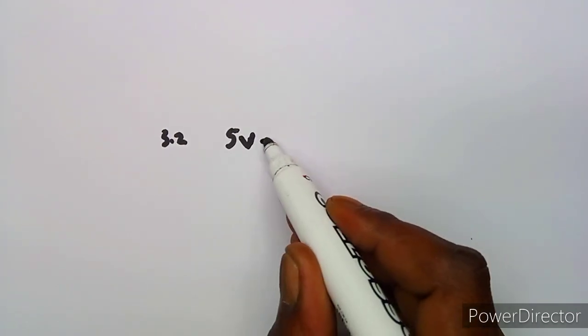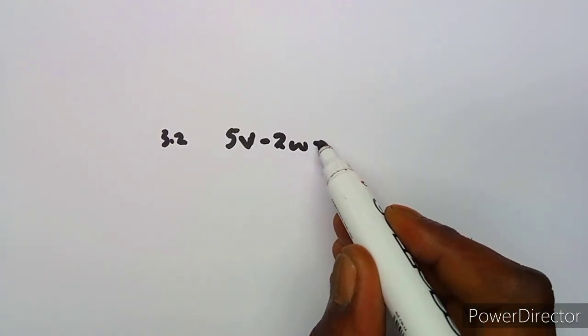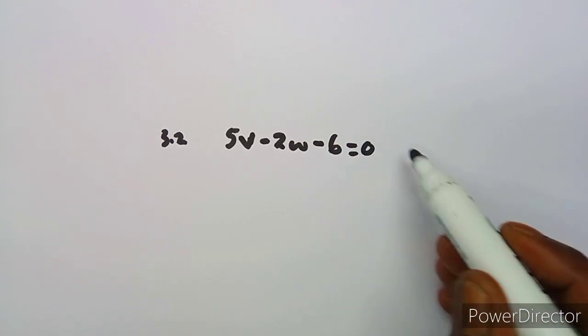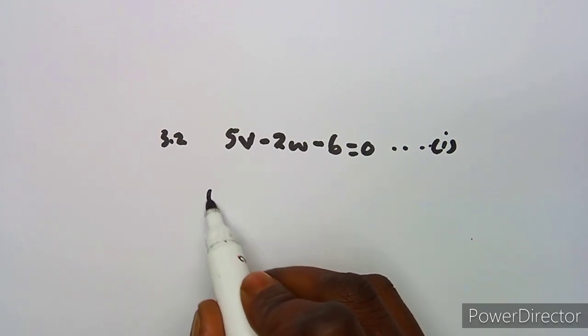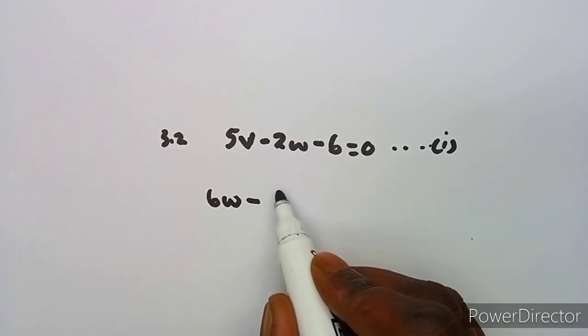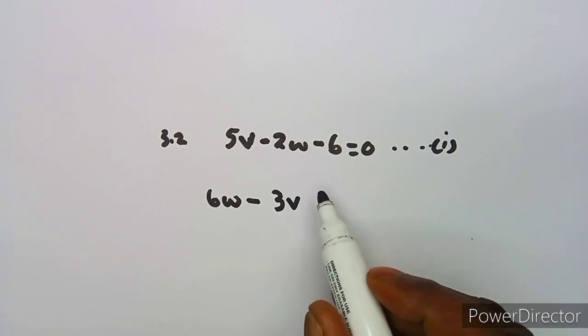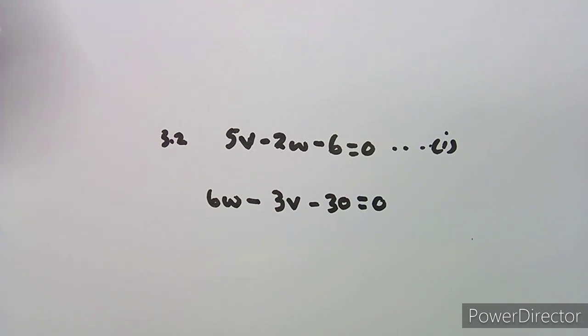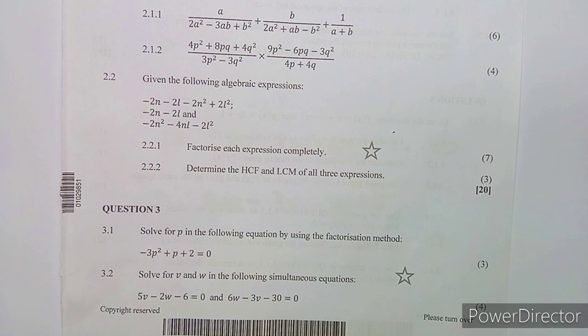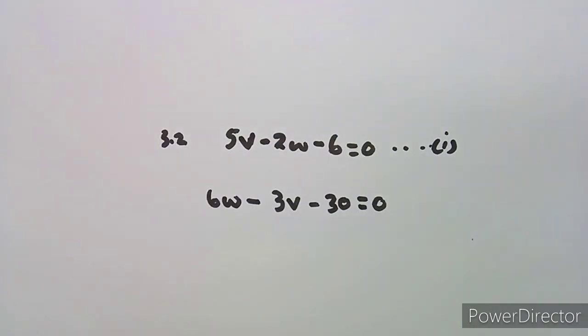5v minus 2w minus 6 is equal to 0, like that. So we can just have this as our equation 1. Then our equation 2 is 6w minus 3v minus 30, which is equal to 0. All right, so we remember we have many methods that we can use to solve simultaneous equations. So I'm just going to use substitution, the one that we are used to.